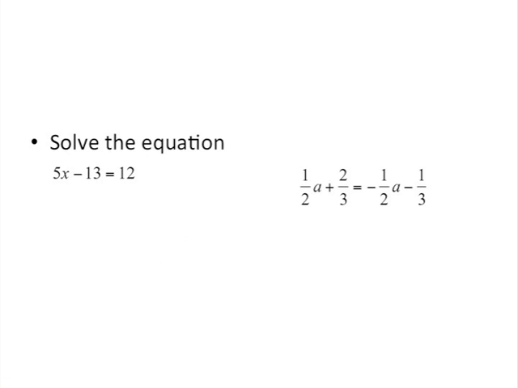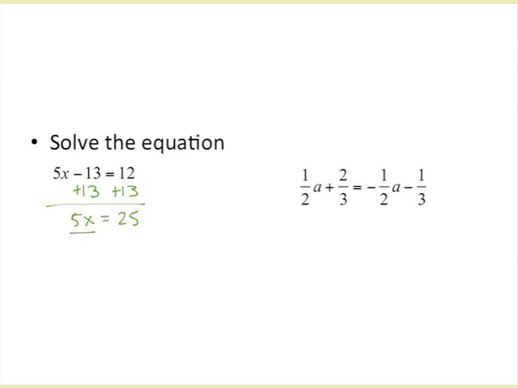Okay, solving linear equations. Our first step is to get the variable part alone. So I'm going to add 13 to both sides. And then to get the variable itself alone, undoing what's being done, it's being multiplied by 5, so I'm going to divide by 5.